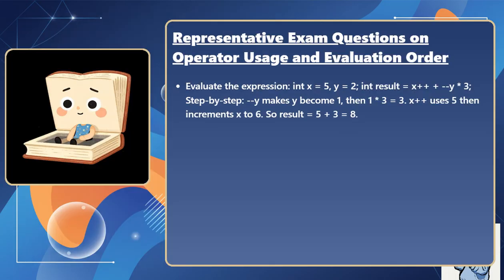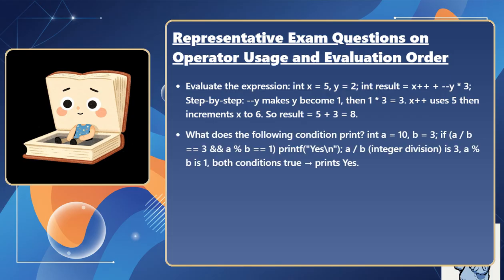Evaluate the expression. int x = 5, y = 2. int result = x++ + --y * 3. Step by step, --y makes y become 1, then 1 * 3 equals 3. x++ uses 5, then increments x to 6. So result = 5 + 3 = 8. What does the following condition print? int a = 10, b = 3. If a / b == 3 and a % b == 1, then print yes. a / b, integer division, is 3, a % b is 1, both conditions are true, so it prints yes.